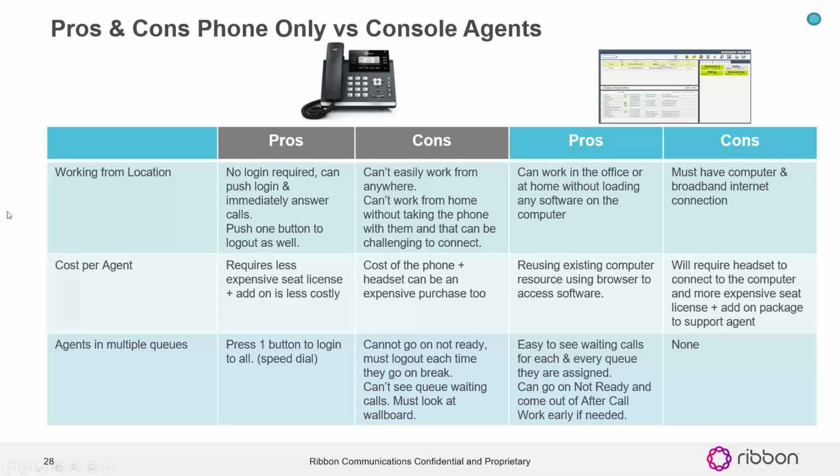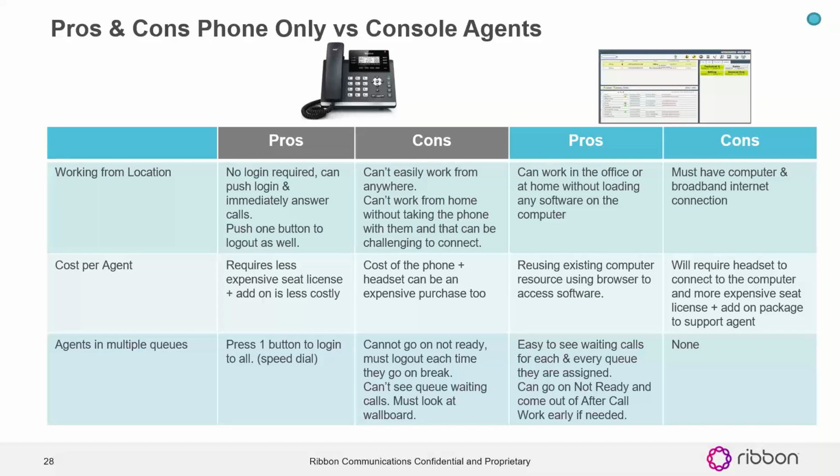All right, let's look at the pros and cons of phone only versus console, including working from home or wherever you're working from. The pro with the phone itself is that all you do is push one button to log in and one button to log out. It's the same button, it's a toggle, and it will tell you you've been logged into all queues or you've been logged out of all queues. So that is super, super easy. But the problem is that they can't really work from anywhere. They would have to take the phone with them, which can be troublesome to get working here or there. It should work, but with their data network, who knows?